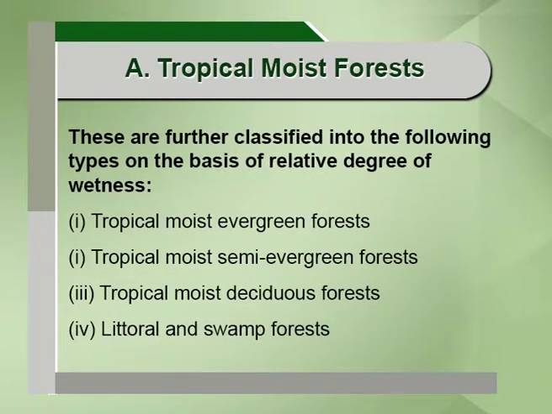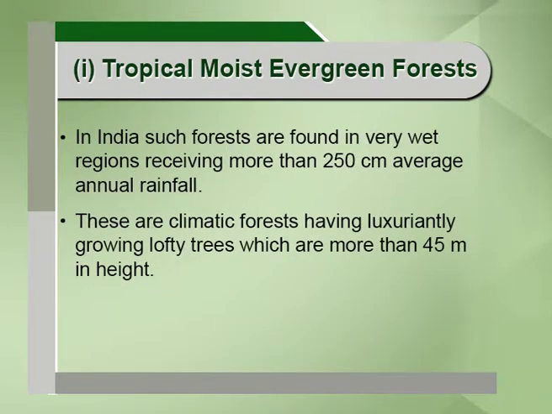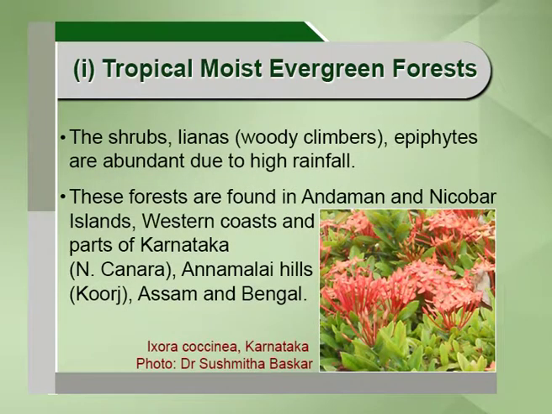Again, the tropical rainforest can be divided into tropical moist and tropical dry forest. The tropical moist forest can be categorized into tropical moist evergreen and tropical moist semi-evergreen, which we are covering in this topic. The moist evergreen, as has already been said, has quite high rainfall, around 250 centimeters, and they have very long or tall trees. Some shrubs and lianas, the woody climbers, are found, and epiphytes are also abundant in these forests due to high rainfall.